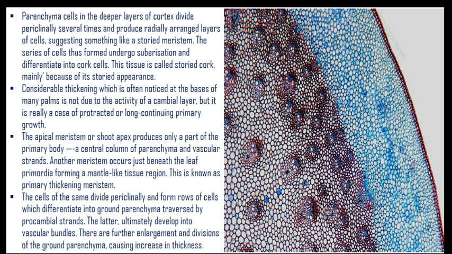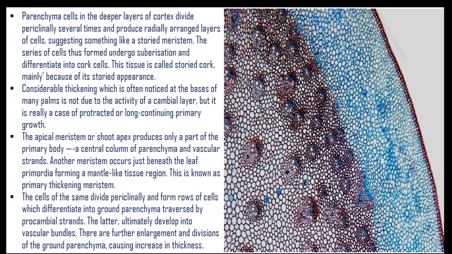Due to that meristem, the cells divide periclinally and form rows of cells which differentiate into the ground parenchyma traversed by the procambium strands. The latter ultimately develop into the vascular bundles. There are further enlargement and divisions of the ground parenchyma, causing an increase in thickness.